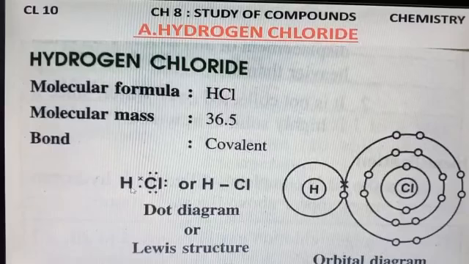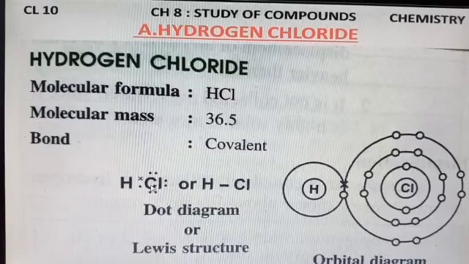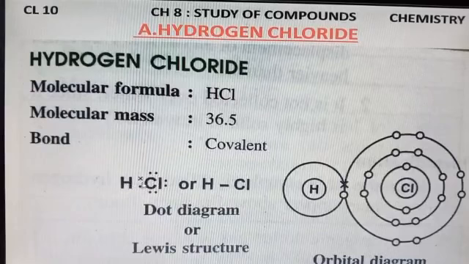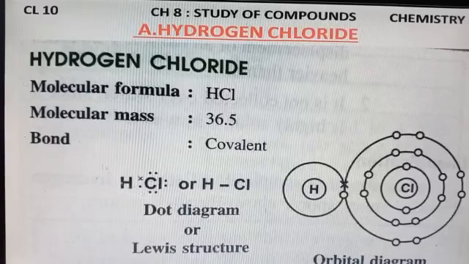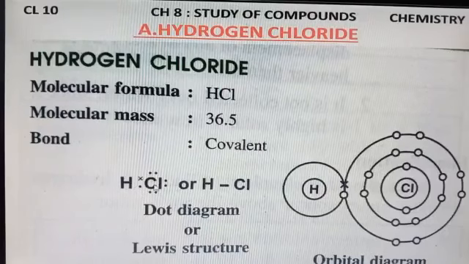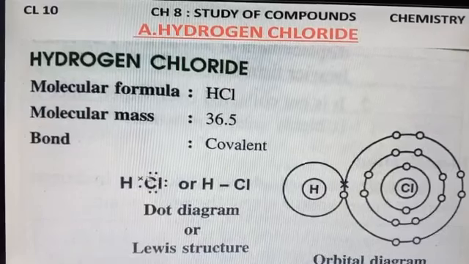You can see here hydrogen and chlorine both are non-metals. The bond between a non-metal and a non-metal is always a covalent bond. So the bond between hydrogen and chlorine is a covalent bond.